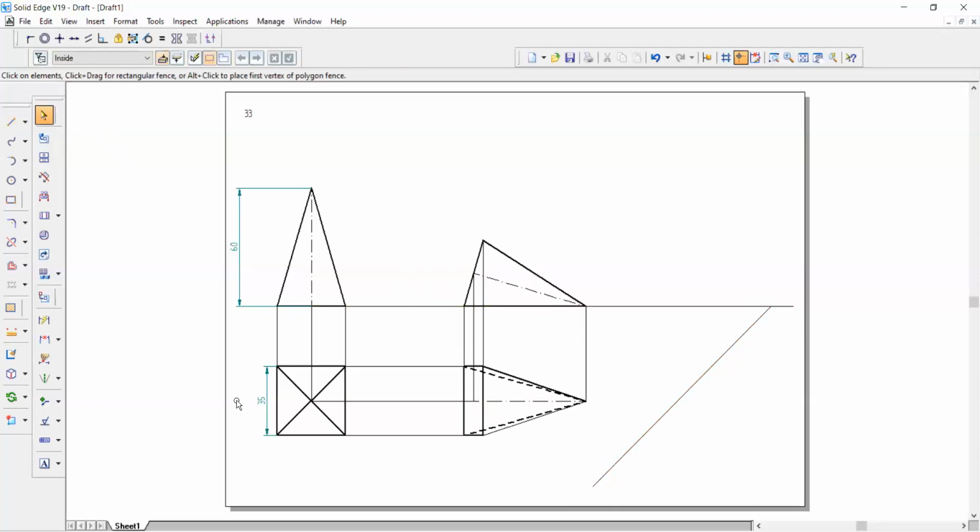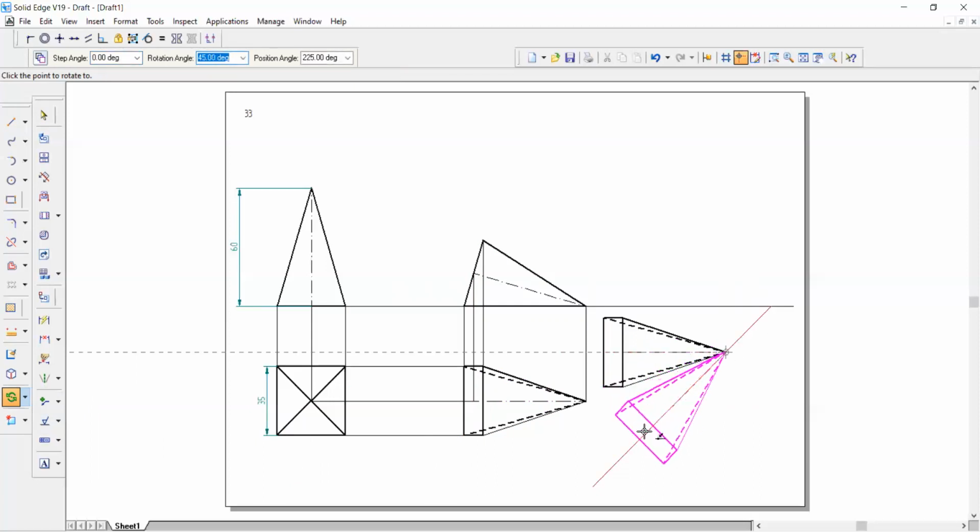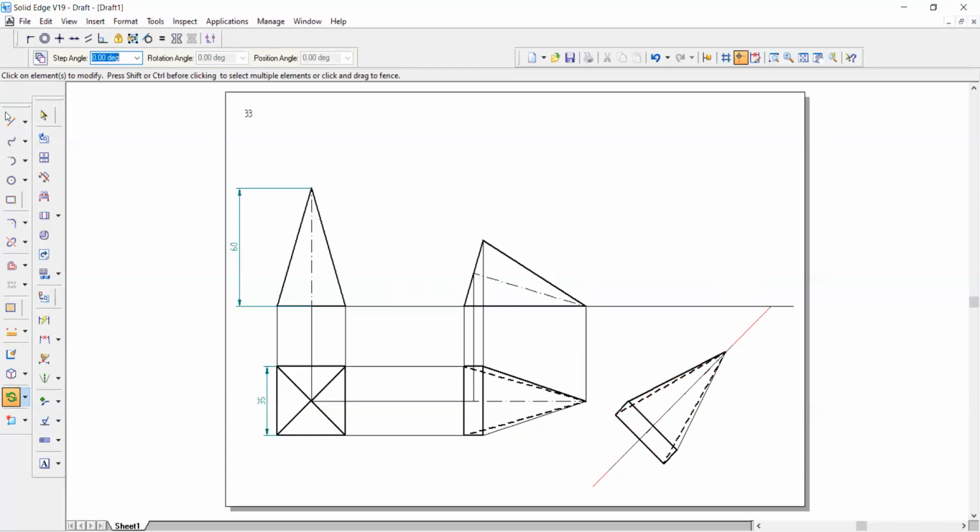Okay, just select the whole thing and go for move copy again. Now when you are selecting move copy, you have to select the axis endpoint. So place it on the line, go for rotate. Again you have to select this particular axis point and rotate it. So once this is done, you are just left with the final position.